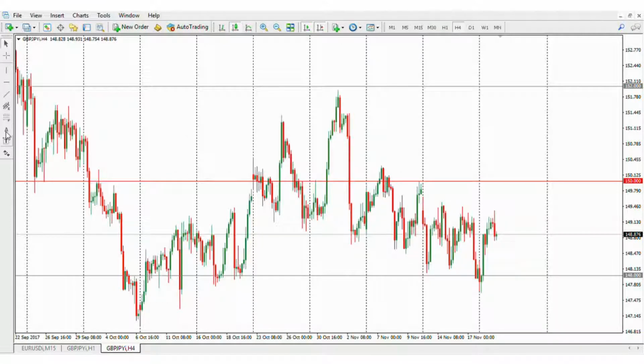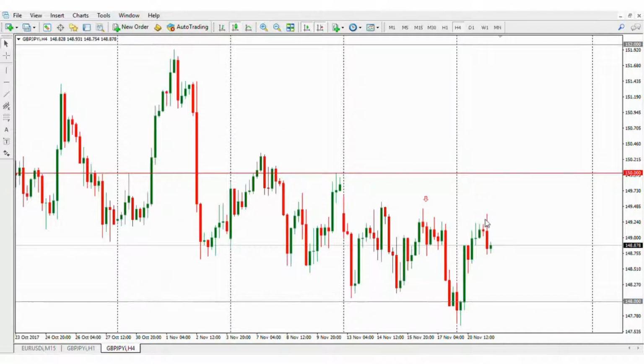I already analyzed this market previously this morning. I'm marking this previous swing high. All right, so this is the previous swing high over there, and what does that mean? It means that if the market breaks this swing high, it actually shows a change in the trend.